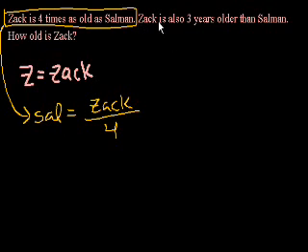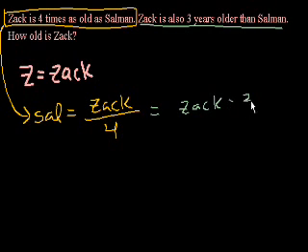But then it also says here, let me put this in a different color, that Zach is also 3 years older than Salman. So that means Sal would also be Zach minus 3, right? The first sentence says Zach is 4 times as old as Salman, so if you take Zach's age and divide it by 4, you get Sal's age. The second sentence says Zach is also 3 years older than Salman, so if you take Zach's age and subtract 3 from it, you get Sal's age again.